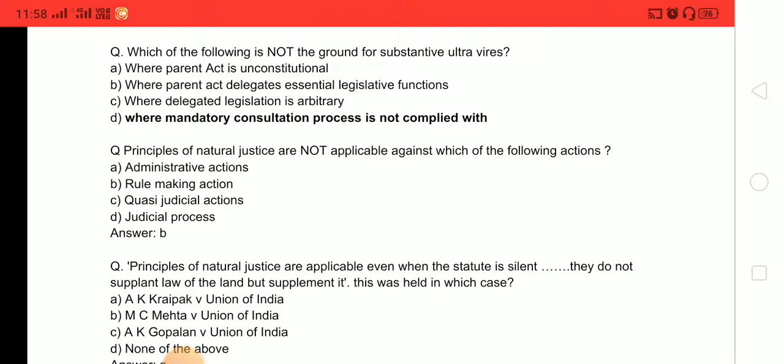Next question, principles of natural justice are not applicable against which of the following actions? Answer is rule making action. So principles of natural justice are not applicable in case of rule making action, while it will apply in case of administrative action, quasi judicial actions and judicial process.